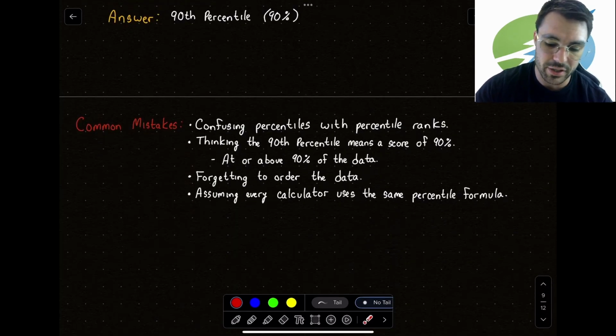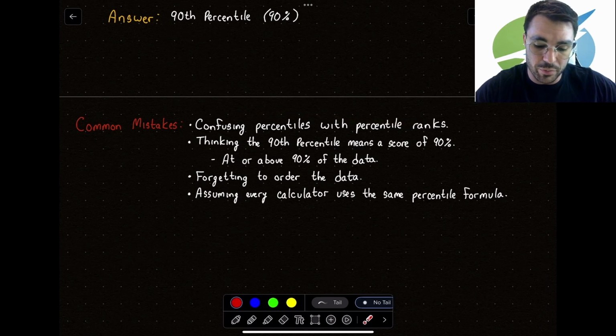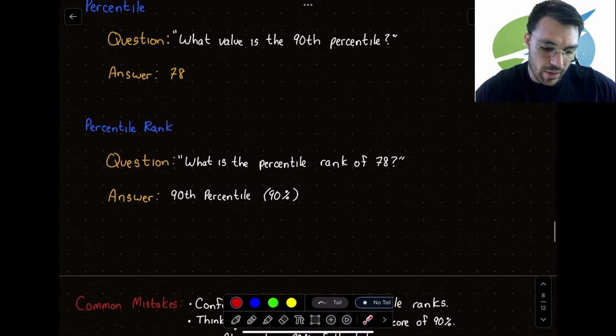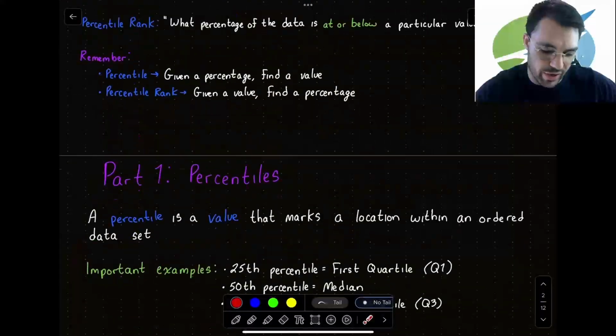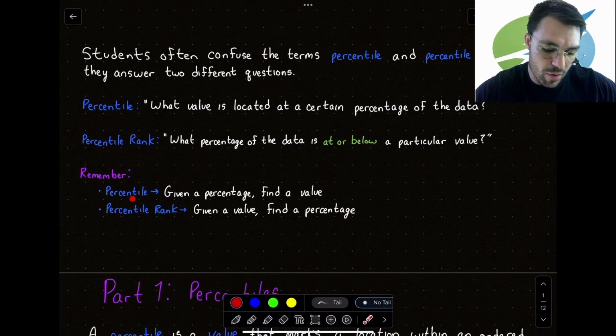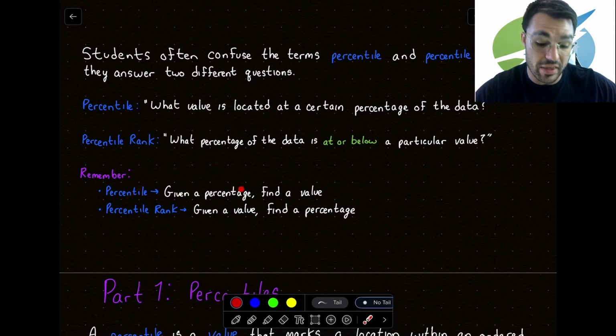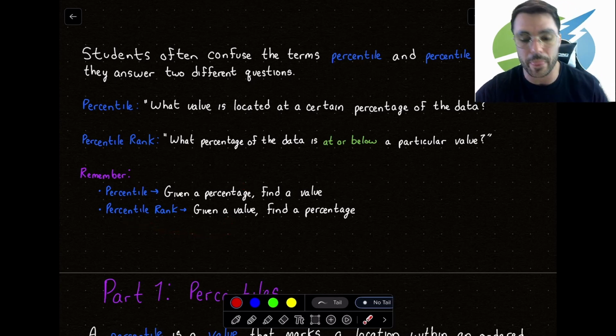Some common mistakes: mixing the two up, confusing percentiles with percentile ranks. Looking over here, there's a little trick that helps me remember. Percentile is associated with being given the percentage, the P and the P. Percentile, given percentage, PP. Percentile rank, just remember it's the opposite one. So if you can associate percentile with given percentage, it's easy to remember that percentile rank is given value.